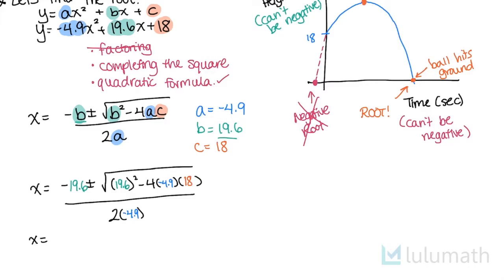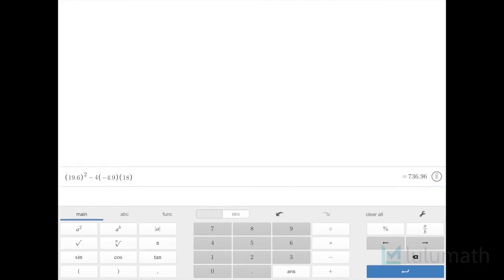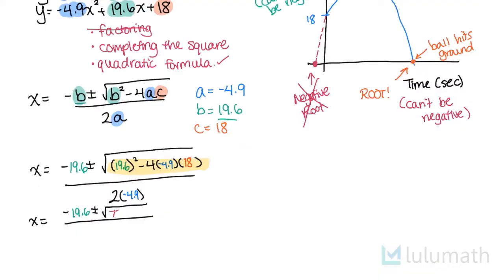And now I can go ahead and evaluate. So I'm going to leave this as negative 19.6. And I'm going to go into my scientific calculator and I'm going to type in this whole entire expression to get this value. And I end up getting 736.96. And when I multiply 2 by negative 4.9, I end up getting negative 9.8.